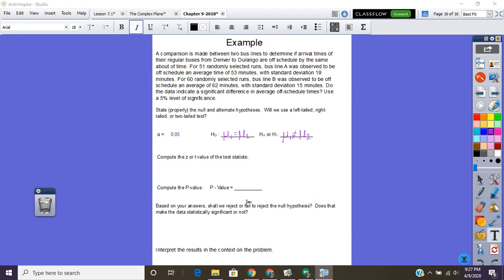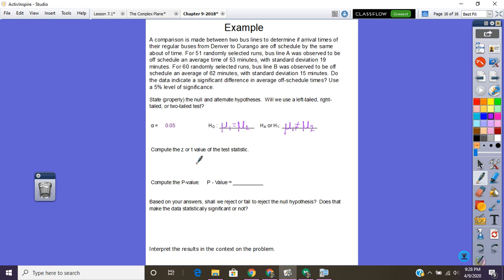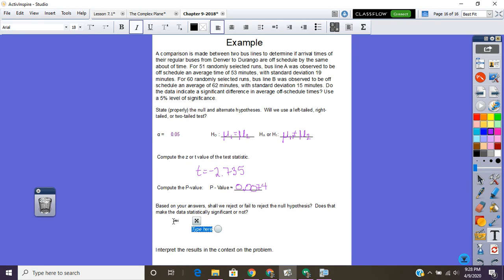Once again, I'm going to move this so I can mess with things. All right, so our T statistic. So we got T to equal negative 2.735. Our p-value was 0.0074. And so then based on our answer, shall we reject or fail to reject the null hypothesis? All right, so now we're looking, is our p-value less than our level of significance? Yes, it is. So we are going to reject the null hypothesis.